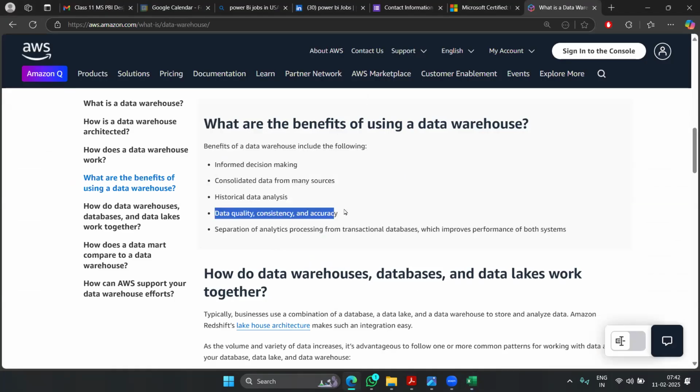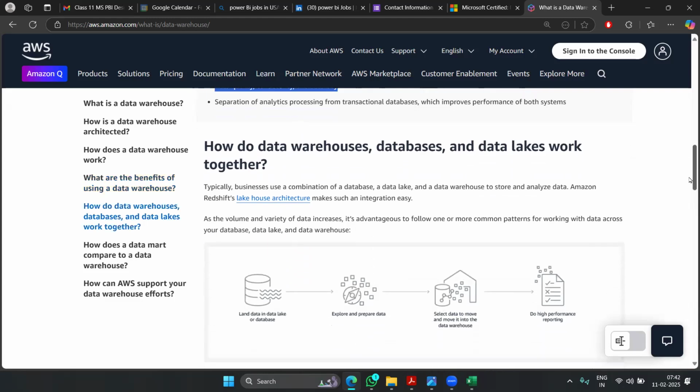Data quality, consistency, accuracy. So the data engineer's responsibility, when they are getting this data from different sources to the data warehouse, is that the quality is maintained and data is consistently captured. Suppose you're getting the data daily, yes, we need to make sure all the days of data are there. There should not be a break or miss of data for any particular day. Accuracy. Separation of analytical processing from transactional data, which improves performance of both the systems. Right? So these are the benefits of data warehousing.